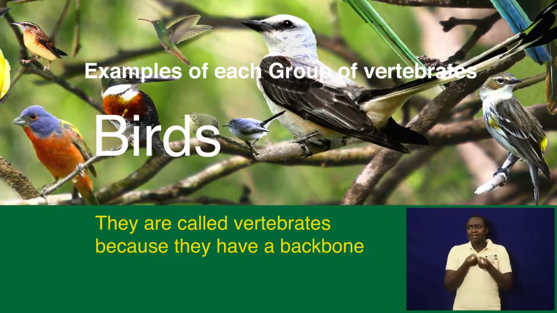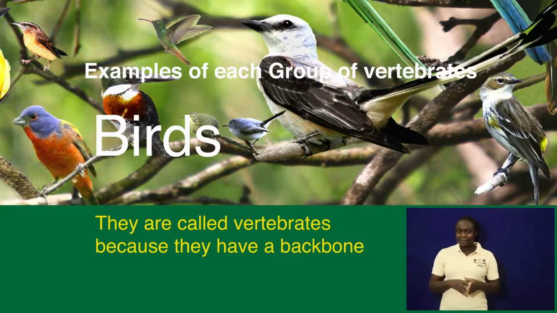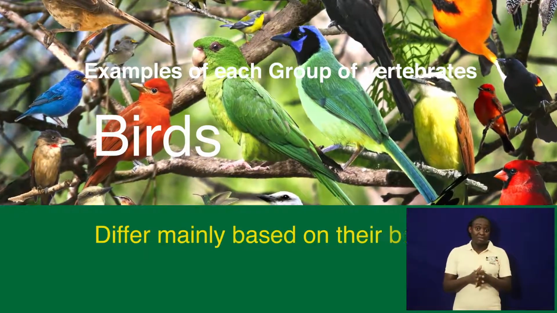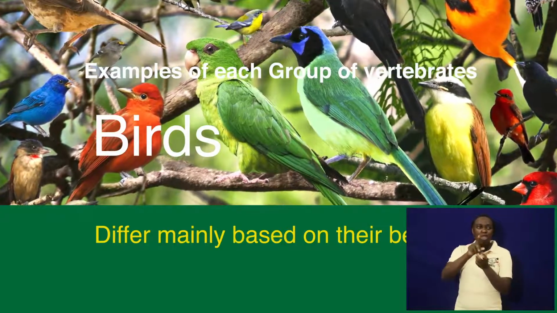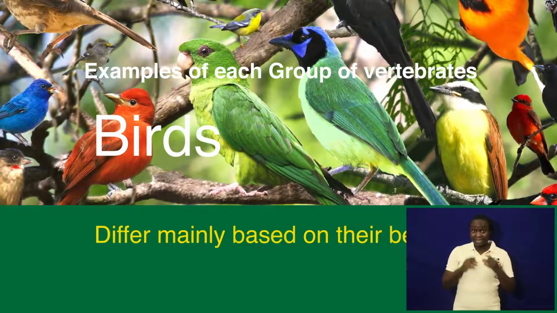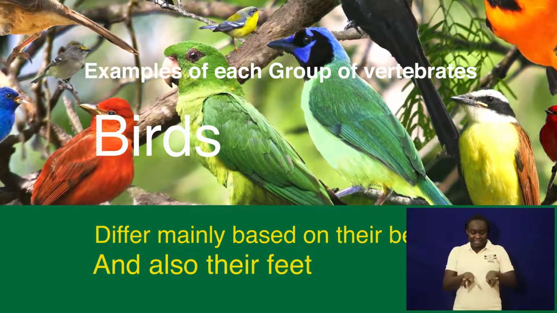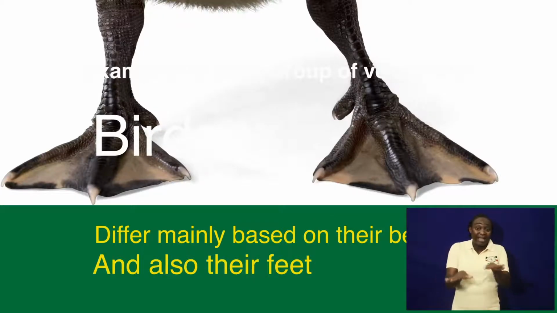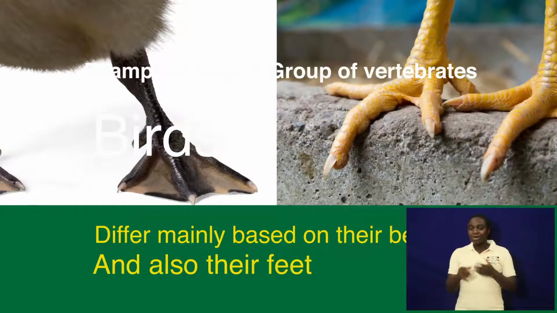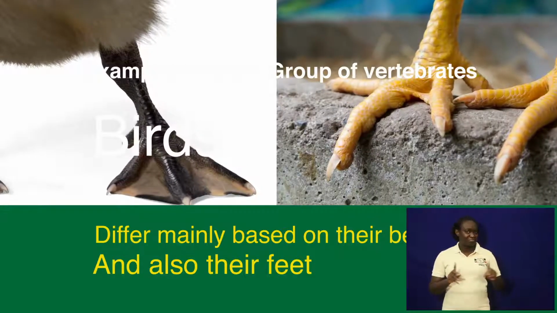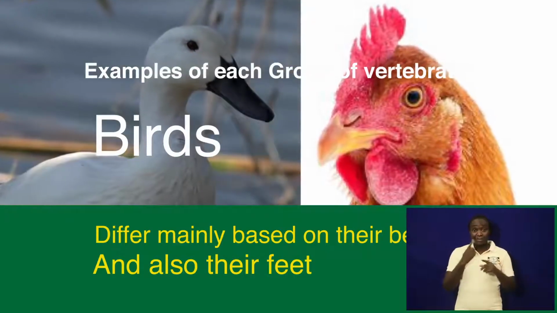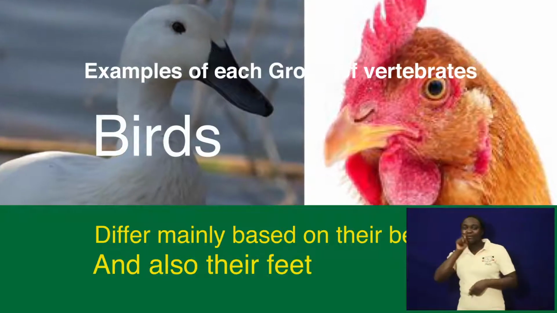However, there are many different birds in our environment. These birds we see differ. Sometimes they differ slightly, other times they differ greatly. But we try to define them mainly by looking at their beaks. I don't want to call it the mouth of the birds. What you call the mouth of the bird is what we call the beak. So we look at the different beaks and also feet. When you look at the feet of a duck, compare it with the feet of a chicken. They are really different. When you look at the beak of a duck and that of a chicken, they are different.